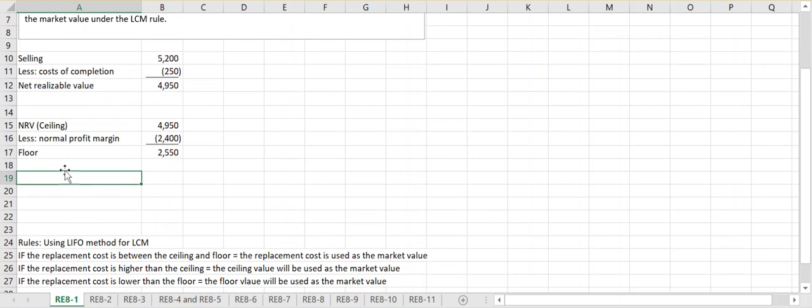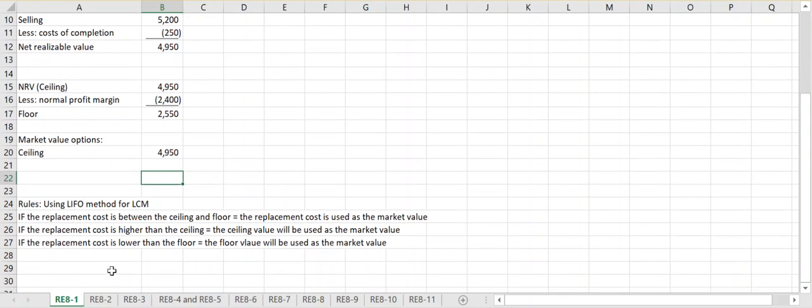So the current replacement cost is technically what it would be worth to replace one item of our unit that we have. So our market value options here. We have our ceiling, and our ceiling we know is at $4,950. And you can see the information I provided to you down here. So if the replacement cost is between the ceiling and floor number, the replacement cost is going to be used as the market value. If the replacement cost is higher than the ceiling, the ceiling will be used as the market value. So think about standing in a room. You can't get above that ceiling, right? So if our replacement cost is above that ceiling, we're going to use the ceiling. Similarly, if the replacement cost is lower than the floor, the floor would be used as the market value.